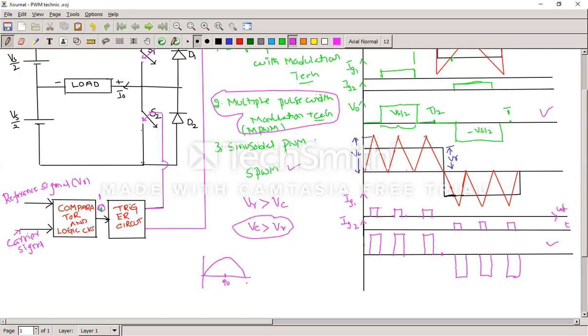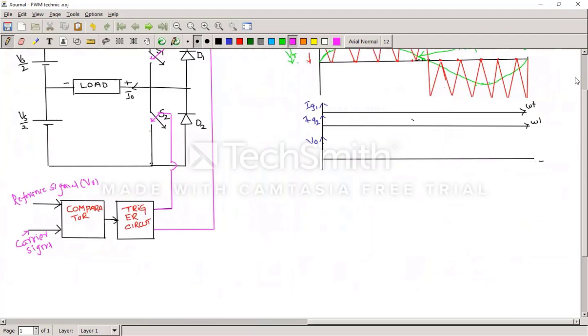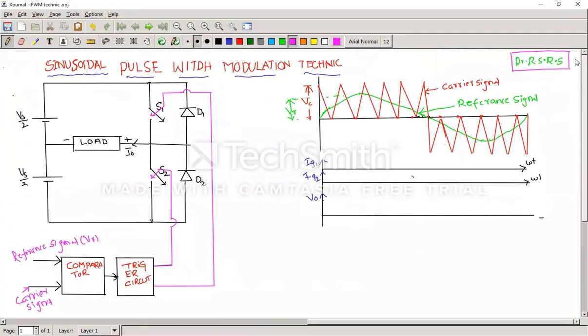So this is 90 degrees, this is 180 degrees. At 90 degrees, the amplitude is more. So the width of the pulse which is near to the 90 degrees is more, and near to the 0 and 180 degrees, the width of the pulse is lesser. That is possible only if we take the reference signal as a sinusoidal signal. It is also coming under the multiple pulse width modulation. This is sinusoidal pulse width modulation.